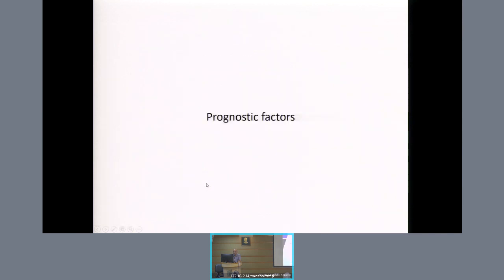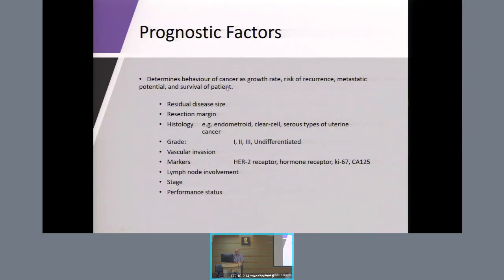Now, what is the prognostic? They determine behavior of the cancer as growth rate, risk of recurrence, metastatic potential, and survival of the patient. There are different types of prognostic factors. Residual disease size. In ovarian cancer, the main treatment is surgery. The objective is to remove completely the physical cancer. Ideally, it should not be more than 1 centimeter left for each deposit. If it is more, then that is not a good sign. So, the more the residual disease, the poorer the prognosis.